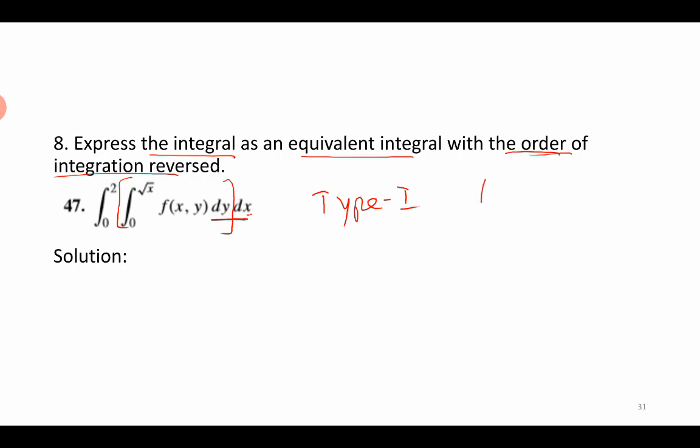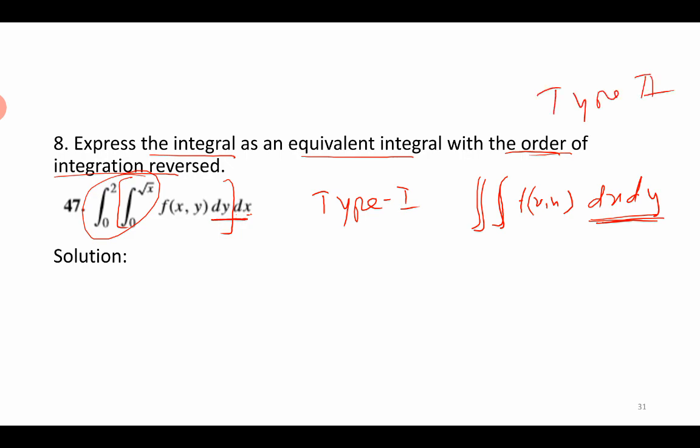It means you have to write the same function f of x, y, but instead of dy dx you should write dx dy. See, you cannot simply change the limits. You have to find the limits to meet the type 2 region here. Draw the region by using the limits, and instead of type 1, which is given, you choose the type 2 region, then write the limits. That's what they wanted. So let's write the limits.